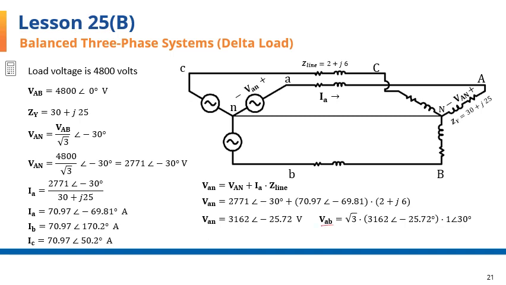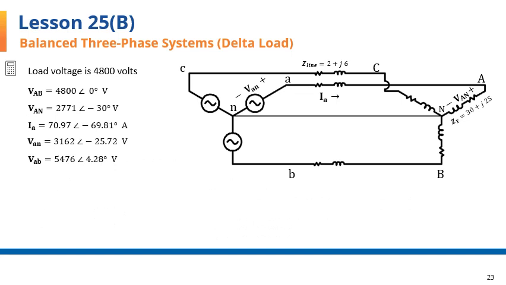VAB from this point to this point on the generator side comes to 5,476 volts with 4.28 degrees of phase angle. I'll now summarize some of the results that have been calculated so far and are going to be needed moving forward. And those are here.